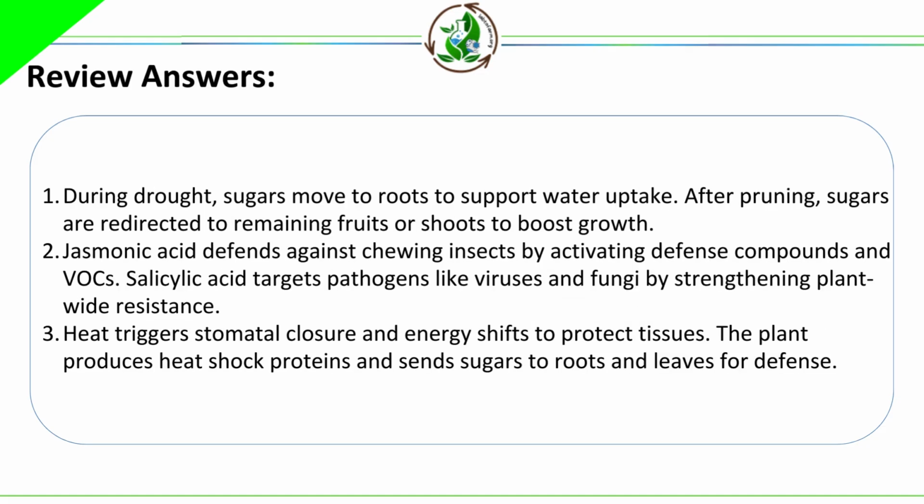During drought, sugars move toward the roots to support water uptake. After pruning, sugars are redirected to the remaining fruits or shoots, which helps them grow larger and stronger. Jasmonic acid defends against chewing insects by activating defense compounds and volatile signals, while salicylic acid targets pathogens like viruses and fungi, boosting resistance throughout the plant. When plants experience heat stress, stomata close, energy is redirected to protect tissues, heat shock proteins are produced, and sugars are sent to the roots and leaves to support defense.